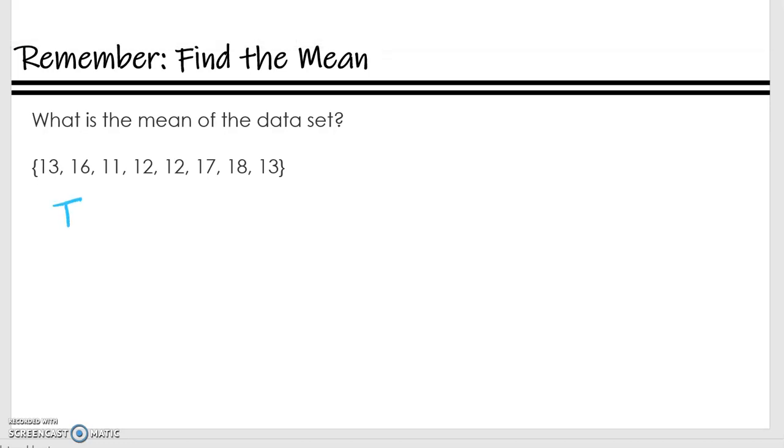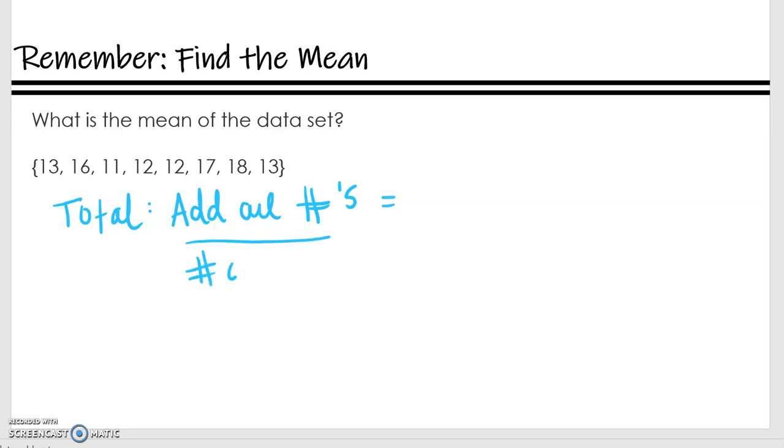So we are going to add all the numbers. Then we're going to divide that by the number of data pieces. Okay, so I'm going to use my calculator to make sure that I don't make any mistakes. And it's also a good idea to add it a couple of times just to make sure you don't make a mistake. It's very easy to do when you're adding multiple numbers like this.